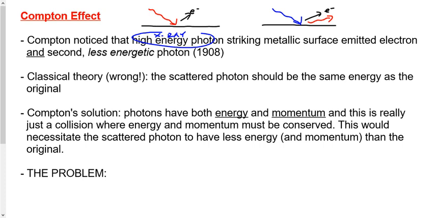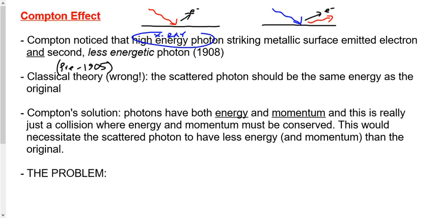Let's say blue light shone upon the surface and an electron is ejected, well, we also get a red photon ejected as well. Now, classical theory, which we usually define as pre-Einstein, pre-1905, would have predicted that the initial photon would be the same as the second photon.